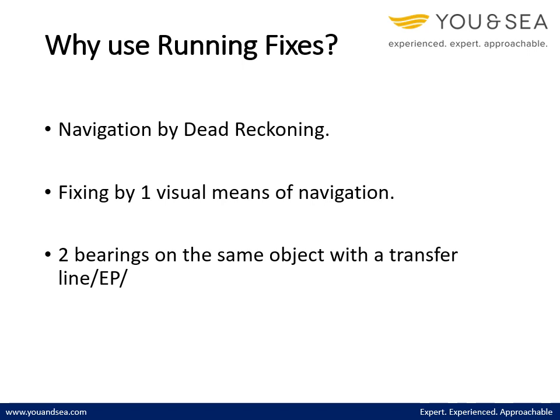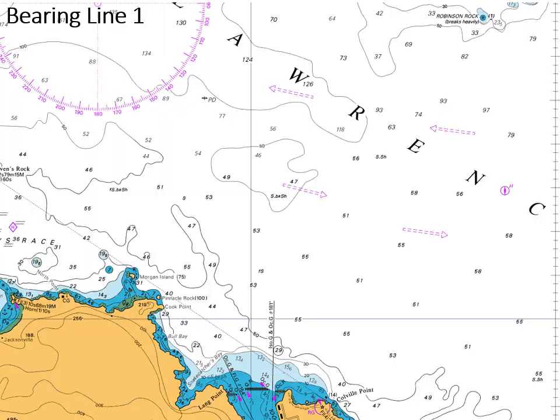We've got two bearings on the same object, and we've got a transfer line between the two to find our position. So let's have a look at how we actually make a running fix. Well, the first bit of information is we take our bearing and we plot it on the chart. And the bearing is towards Coville Point light.